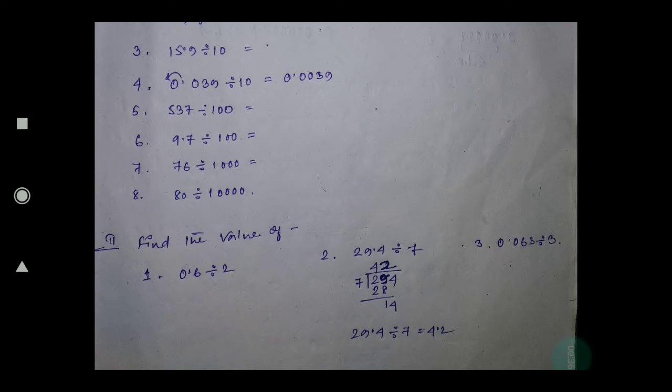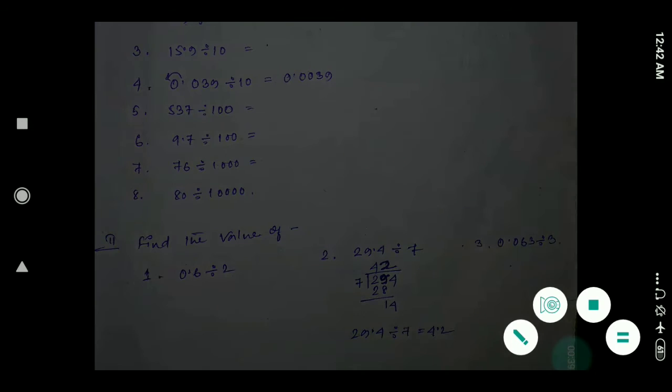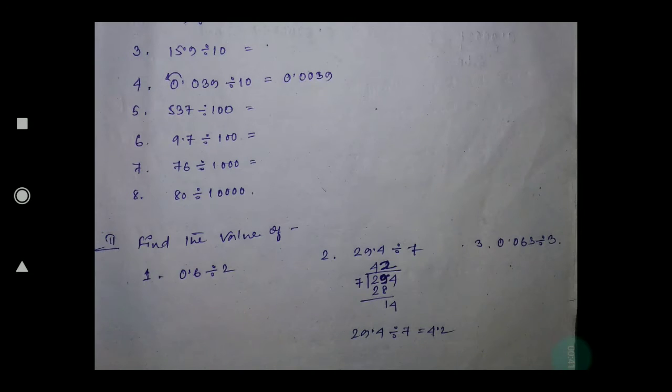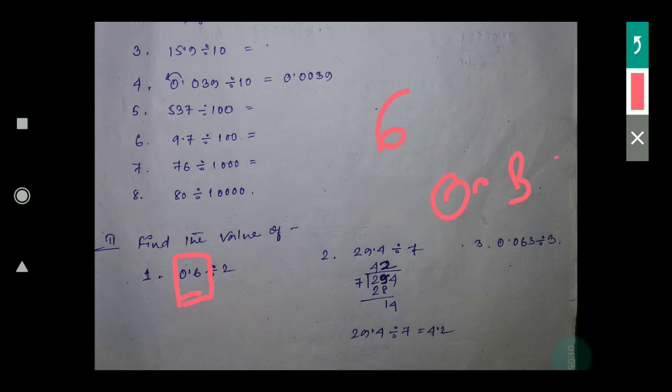In number 2, the dividend is given in the form of a decimal number and the divisor is a whole number. So first of all, you have to divide by considering it as a whole number, then after that you adjust the decimal point. So first 6 divided by 2 is 3. Sorry, the dividend has 1 decimal place, so the quotient will also have 1 decimal place. That means 0.3.